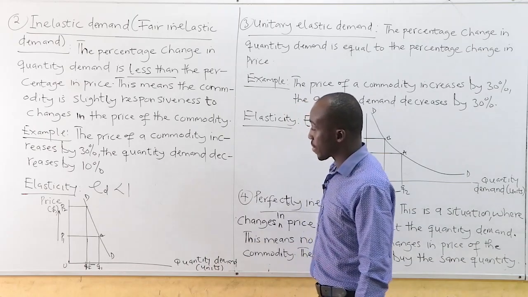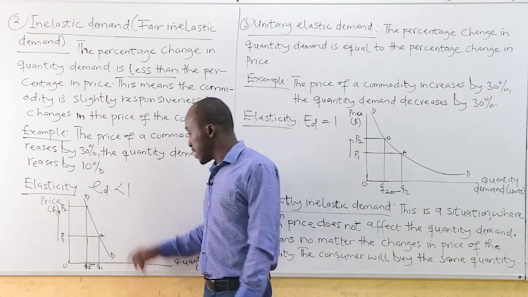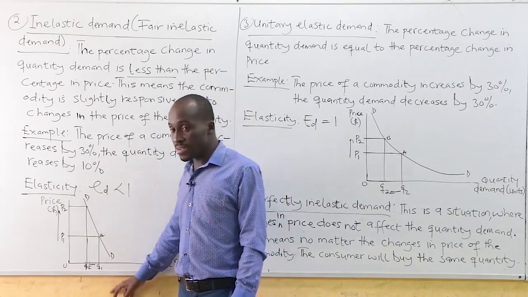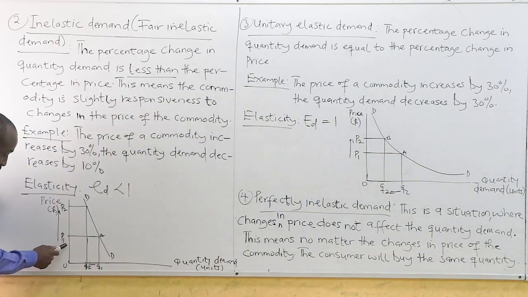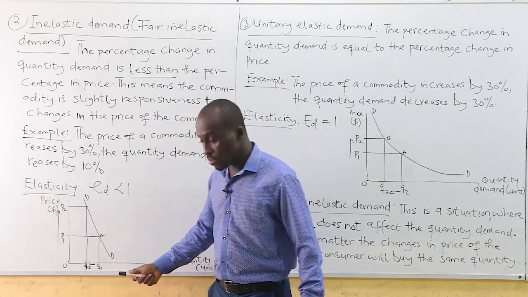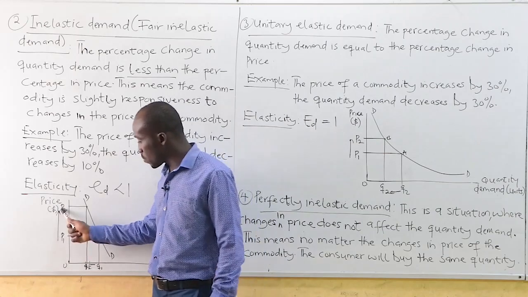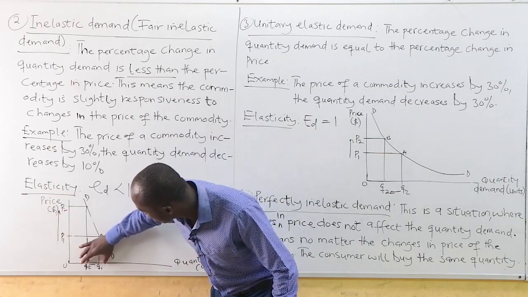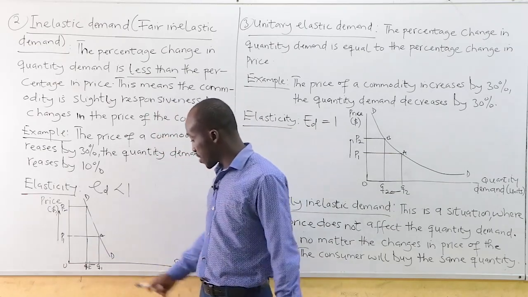So that's the diagram. The elasticity is less than 1, right? Elasticity is less than 1. And we have here the price, and we see that when the price was at P1, the quantity demanded was Q1. When the price increased to P2, the quantity demanded is Q2. Look at the change in price. The change in price is higher than the change in quantity. Right? So the price was at P1, the quantity demanded was Q1.